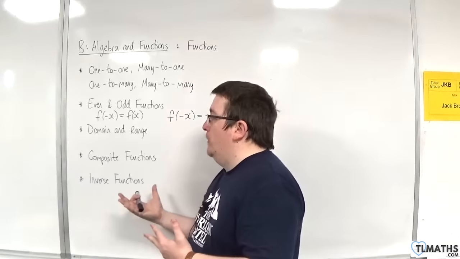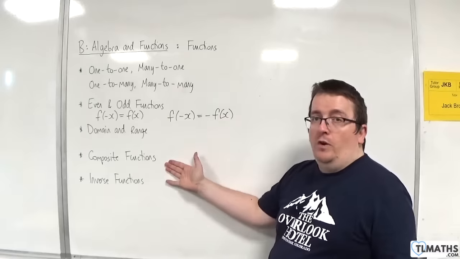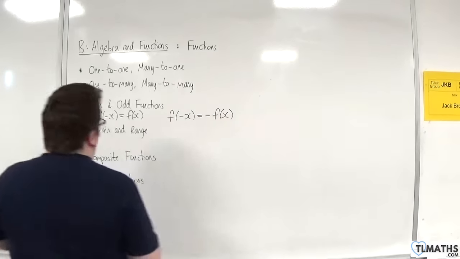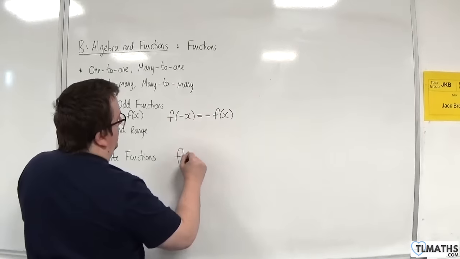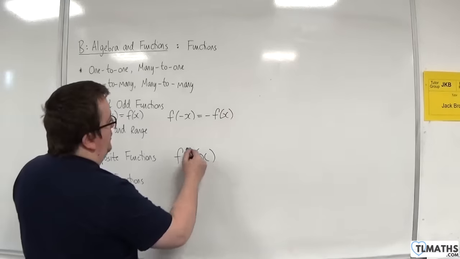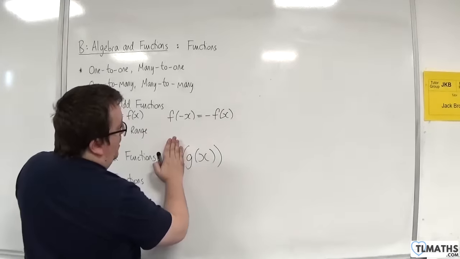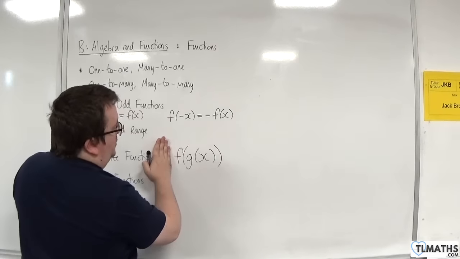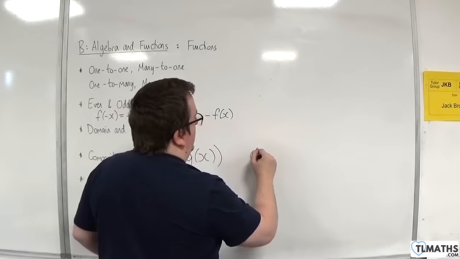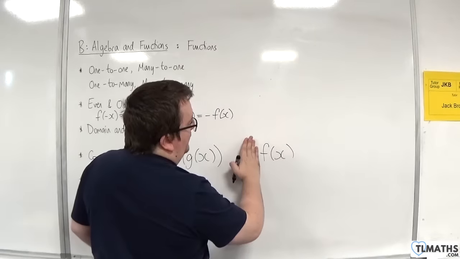With composite functions, you should be able to substitute one function into another and recognize the order. So if you've got fg of x, for example, then that is you substituting g of x into f. So you read it from right to left. g is going into f. So if I had gf of x, this is f of x being substituted into g.